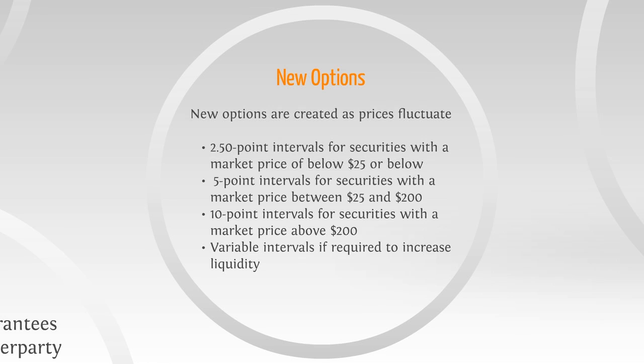For market prices $25 or below, you have 2.50 point intervals around the market price. For market prices between $25 and $200, you're going to have 5 point intervals, and anything $200 and above is going to have a 10 point interval. And there can be exceptions, so they can introduce new intervals if they feel it's required to increase liquidity, if there's a lot of activity and there's a need for more detail or a wider range.